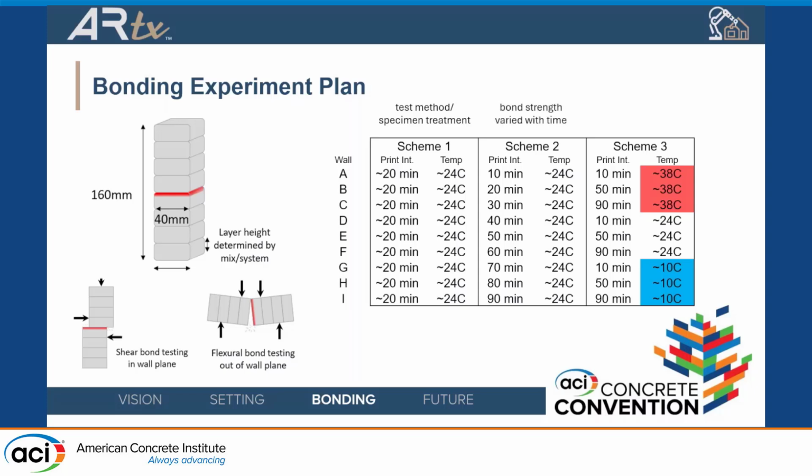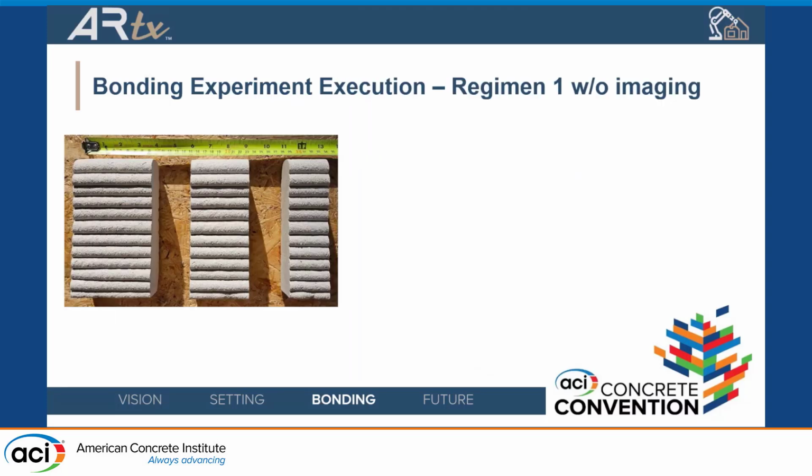Scheme 2 is all about the impact of interlayer time when we keep temperature constant. We'll have a little bit of statistics to show on that. And then scheme 3 is actually combining interlayer time and temperature effects at the same time to affect this interlayer bond development, with the idea being that we will image this mid-height wall layer and then try to use that data to predict these bond strengths that we're measuring. And again, this is funded by NIST.